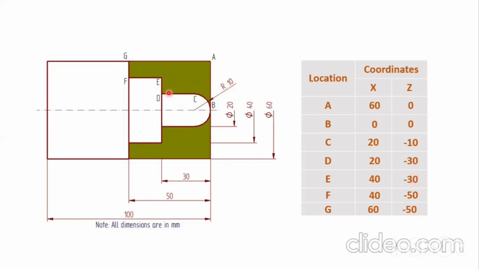At location E, the diameter is 40 and then length is minus 30 here from this surface to this surface. At location F, diameter is 40 and then length is minus 50 from here to here. At location G, diameter is 60 and then length is minus 50 from here to here.